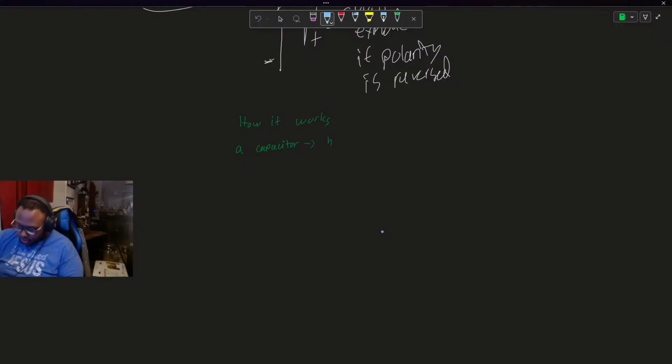A capacitor holds charge, AKA, say it with me now, a capacitance. That's how you can tell how much capacity a capacitor has. So a capacitor holds a charge, and it can distribute that charge quickly.